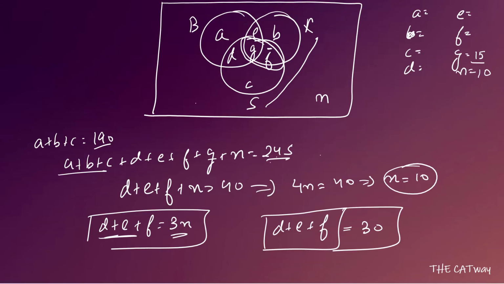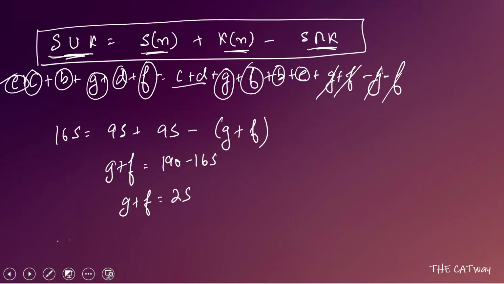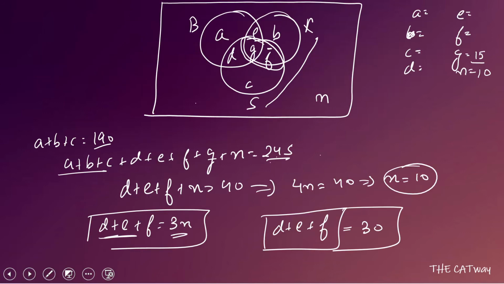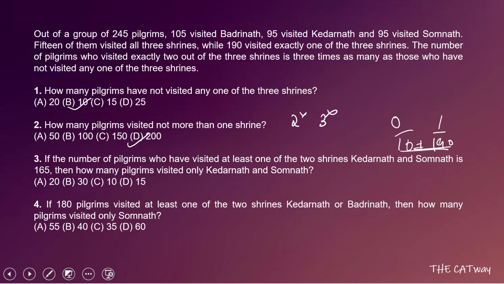Out of that G is 15, we know that. So that means F will be equal to 10. So answer will be 10. That is 10 people are there who visited only Kedar and Somnath, which was the question asked to us. Only Kedar and Somnath, that is F, that is 10. So answer will be C, 10. Let's move towards the fourth question.